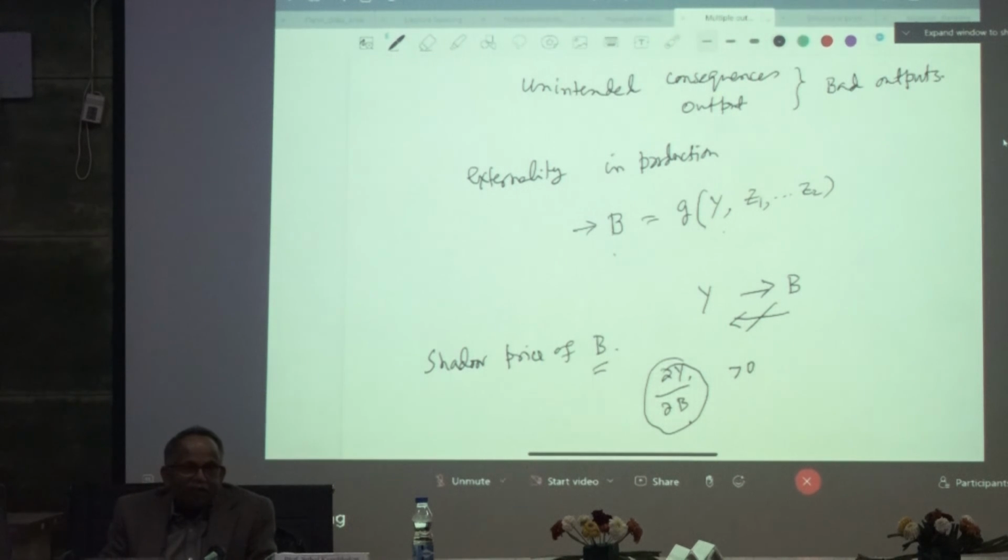So now you'll be learning some software for panel modeling and stuff like that.